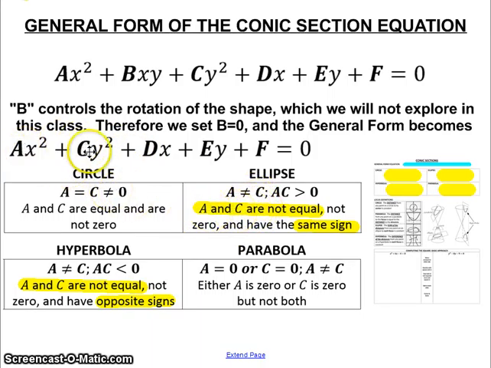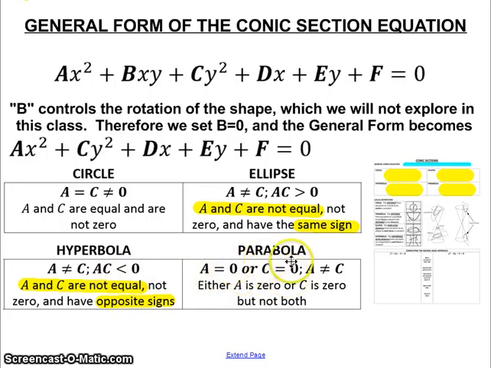If we have A and C not equal to each other, but yet they have the same sign, in other words, both positive or both negative, then we have an ellipse. This basically says if I have two numbers that are both positive or both negative, if I multiply them, I would get a number greater than 0, a positive number. So that's really what is being said down here with the same sign. For a hyperbola, same idea. We want A and C to be not equal to each other. In addition, we want them to have opposite signs. So if we multiplied A times C, we would get a negative number.